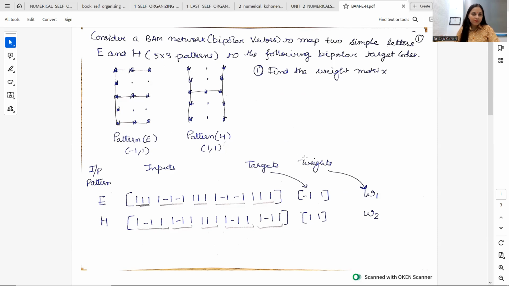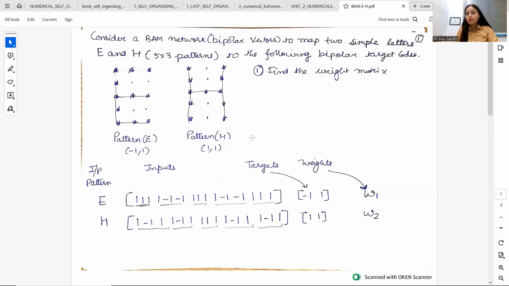Talking about bidirectional associative memory, let's do one numerical where we have two letters, E and H, and we are given their target codes: -1 1 for E and 1 1 for H. We have to find out the weight matrix for it.